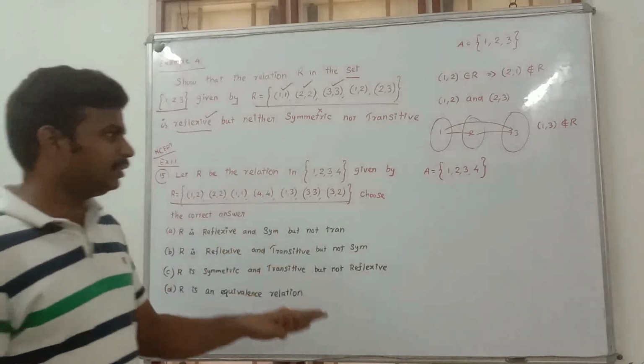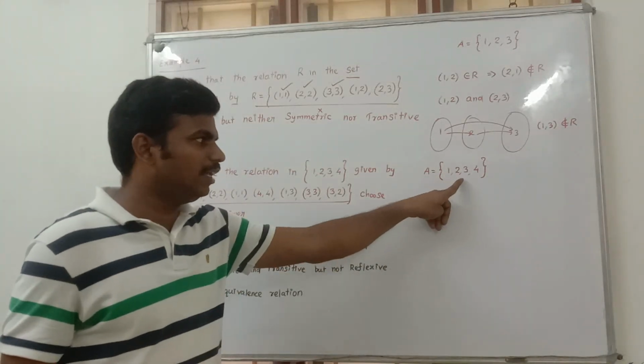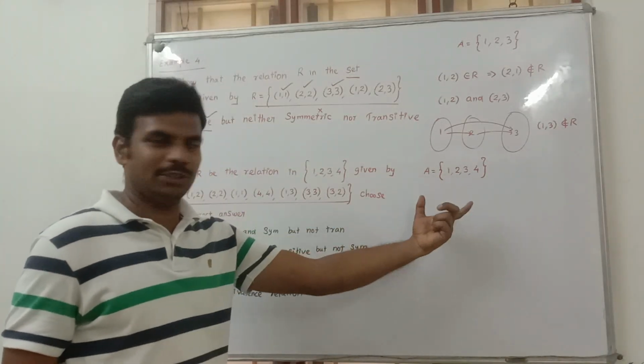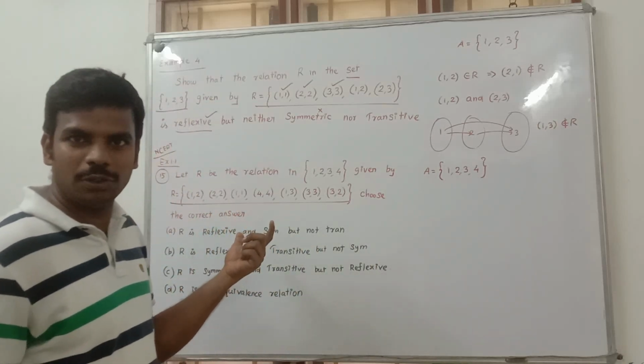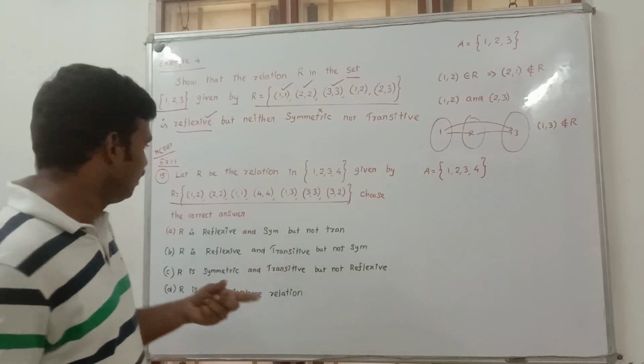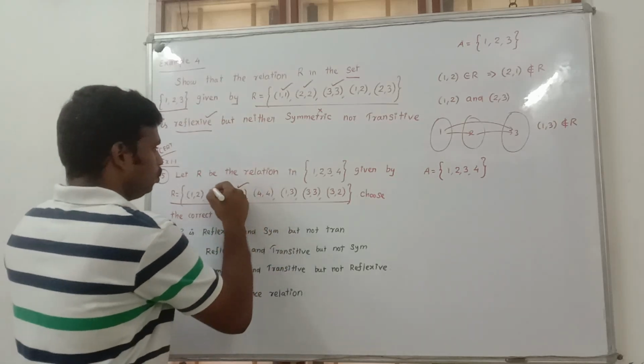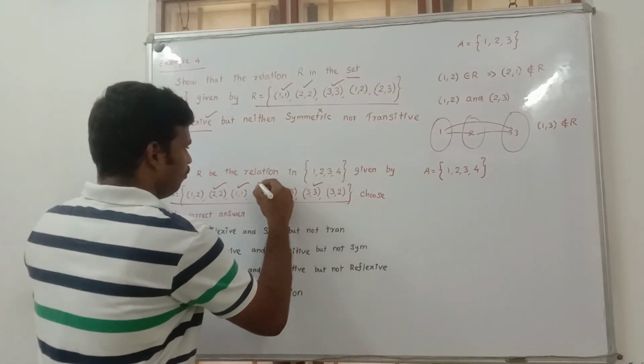If it is reflexive, all the elements (1, 1), (2, 2), (3, 3), (4, 4) must be in the set. So we will have all the elements (1, 1), (2, 2), (3, 3), (4, 4) in the set. Yes, I think we have (1, 1), (2, 2), (3, 3), (4, 4).